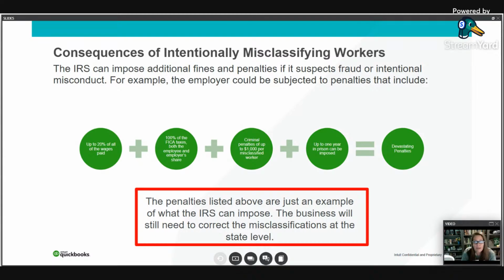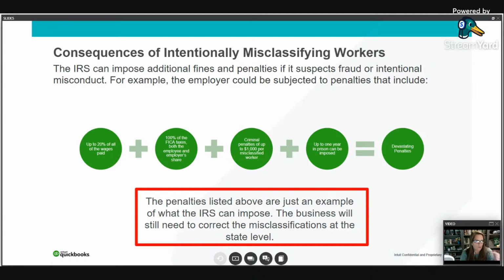Criminal penalties of up to $1,000 per misclassified worker and 1 year in prison may be imposed as well. In addition, the person responsible for withholding taxes could also be held personally liable for any uncollected tax. I have actually seen this happen.